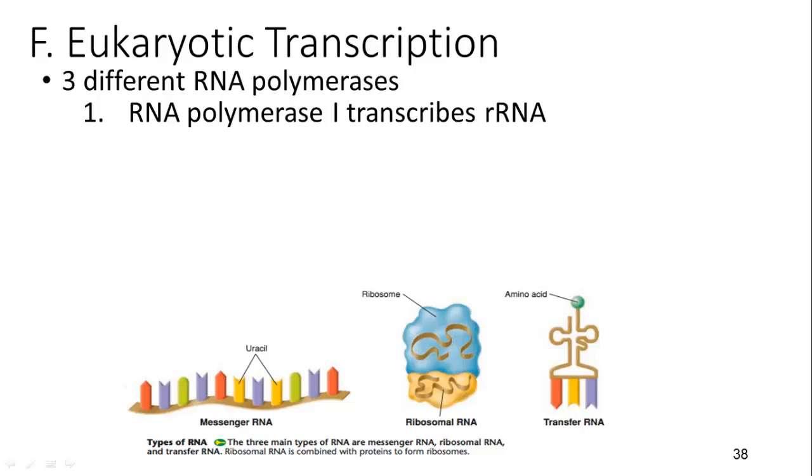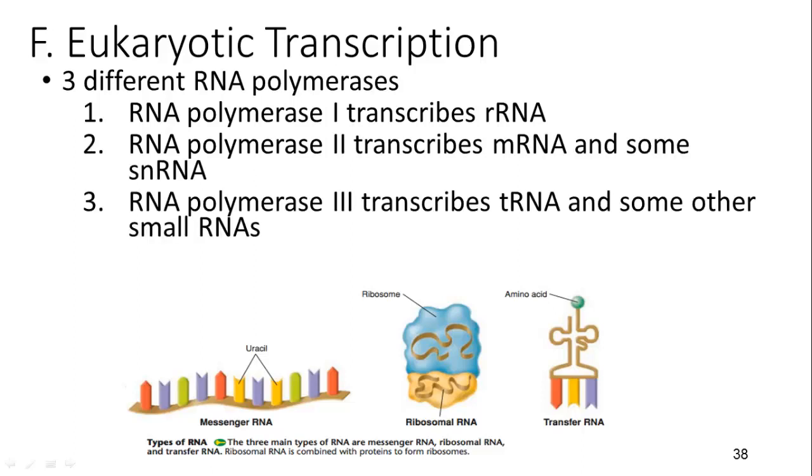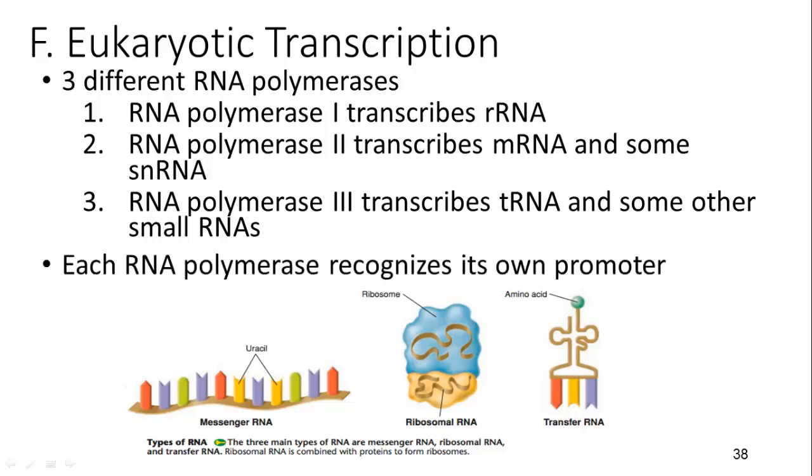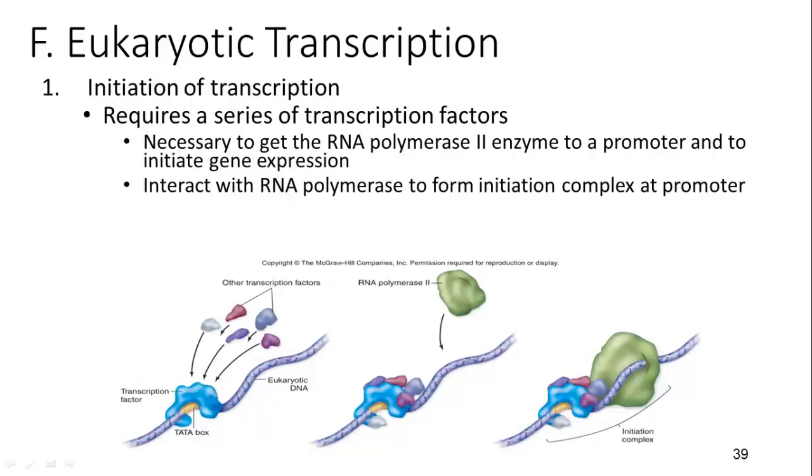Several RNA polymerases are used. RNA polymerase 1 transcribes rRNA, RNA polymerase 2 transcribes mRNA, and RNA polymerase 3 transcribes tRNA and also some other smaller RNAs. Each RNA polymerase recognizes its own promoter to be able to make each of those functional products. Transcription starts in eukaryotes with a series of transcription factors. These are necessary to get the RNA polymerase 2 enzyme to a promoter and then to initiate gene expression.